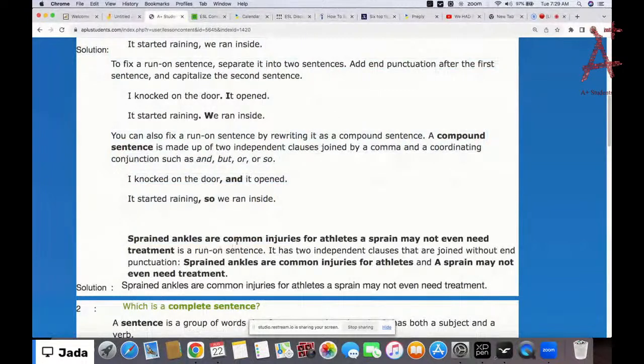So we have, sprained ankles are common injuries for athletes, a sprain may not even need treatment. It is a run-on. Okay, it has two independent clauses that are joined without punctuation. So from here is one sentence, and this one is another sentence. Sprained ankles are common injuries for athletes, and a sprain may not even need treatment. Okay, one is separated.